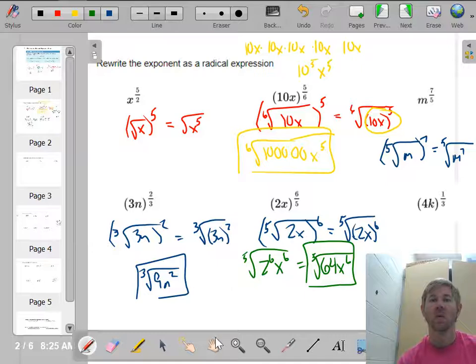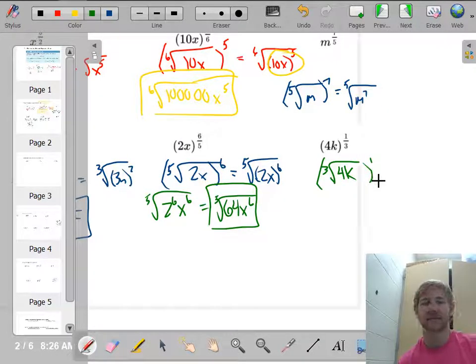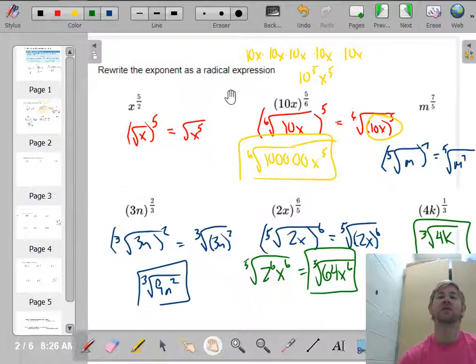Okay? One more. 4k to the 1/3, that's the cube root of 4k. And you can say to the 1st power, but it seems kind of silly because it already is implied to be the 1st power. So that's really the only way I'm going to write that, the 3rd root of the quantity 4k. Okay, so that's going from an exponent to a radical.